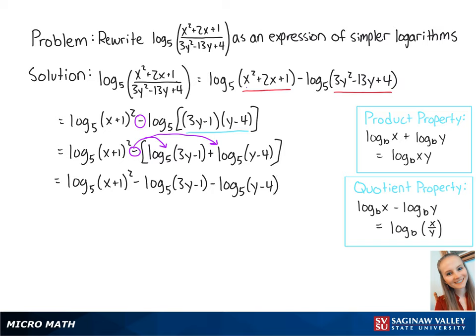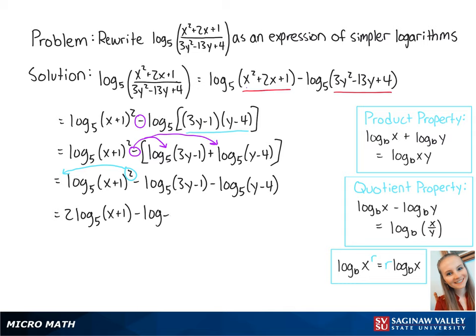Finally, we're going to use this last property to bring down this exponent. So we finally have 2 times the log base 5 of (x plus 1) minus the log base 5 of (3y minus 1) minus the log base 5 of (y minus 4). We cannot extend this any further, so this is the final answer.